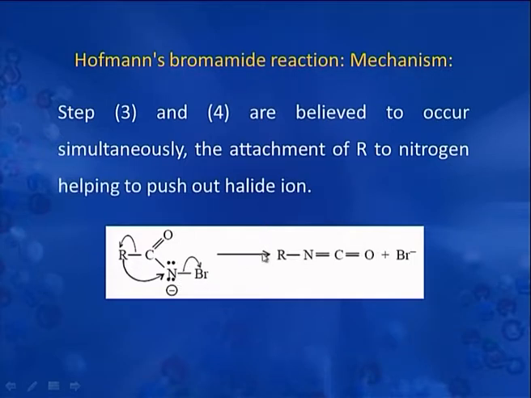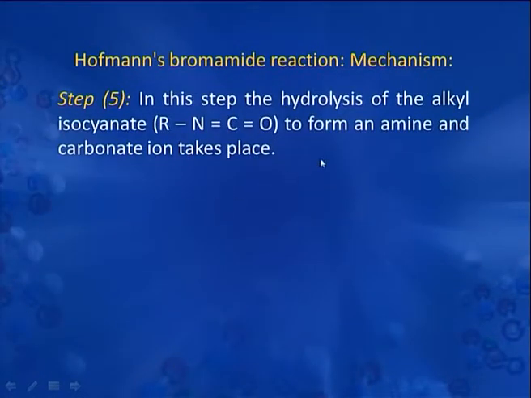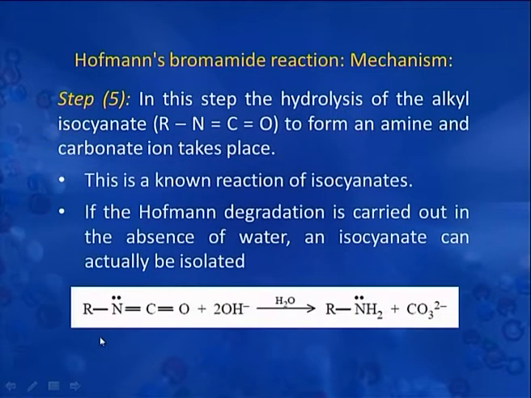ion together like this. In the next step, the hydrolysis of alkyl isocyanate takes place to produce amine and carbonate ion. This is isocyanate which is produced by the migration of the alkyl group, which upon reaction with alkali forms a primary amine and carbonate ion.